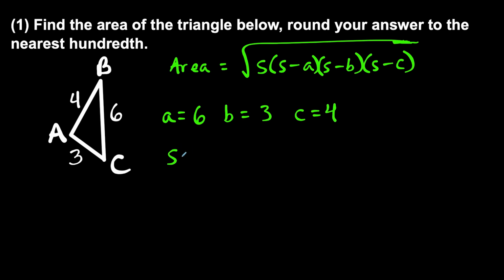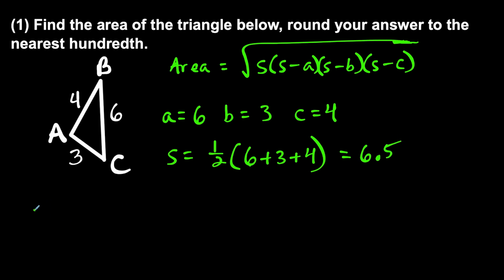So then if we want to find the semi-perimeter, that's going to be equal to 1/2 times the sum of these three sides. So we have 6 plus 3 plus 4 like this. And now if we work this out, 9 plus 4 is 13, and half of 13 is going to be equal to 6.5. So that's the value of s.